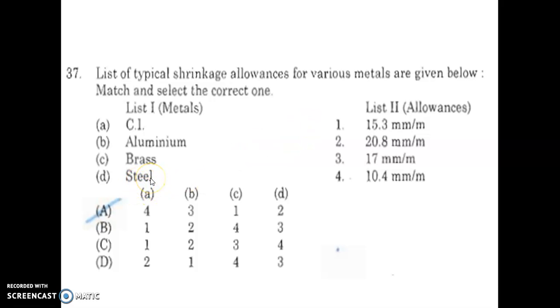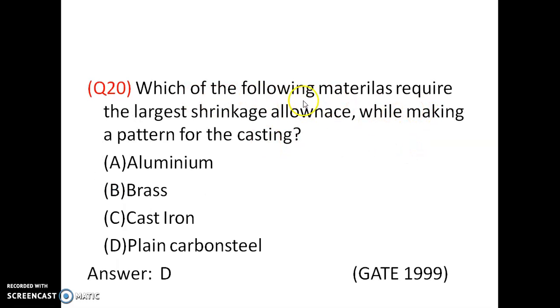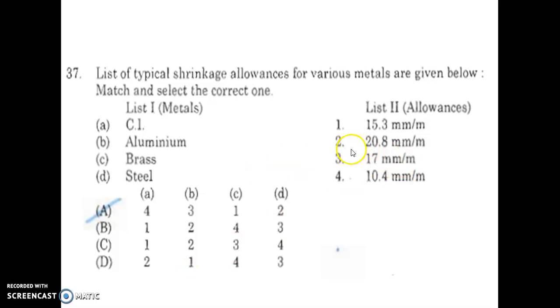Option A is 4, cast iron 10.4, aluminium 17, brass 15.3 and steel 20.8. So plain carbon steel requires the largest shrinkage allowance, 20.8. Next comes aluminium, which requires the next largest shrinkage allowance, 17. So option A is correct for this case.